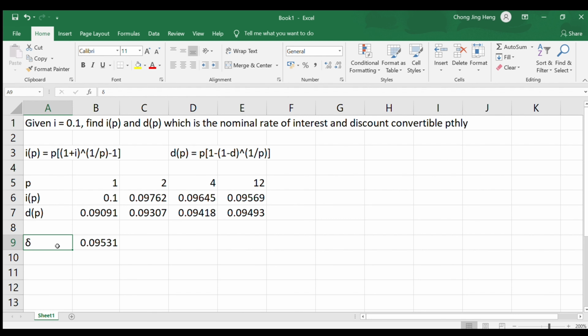And finally, for delta, we use the formula ln(1 plus i), which is equal to ln(1 plus 0.1). So we are able to get this answer, which is equal to 0.09531. And that's all for me. Thank you.